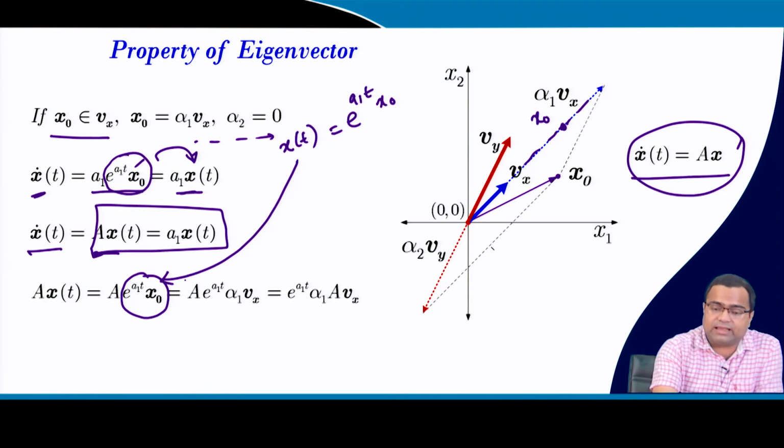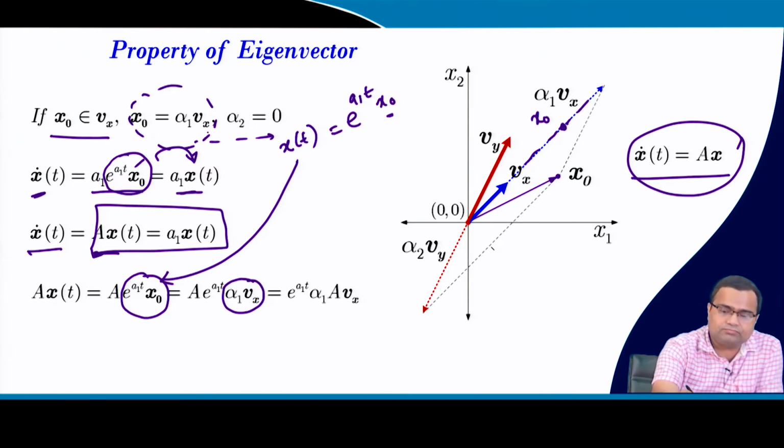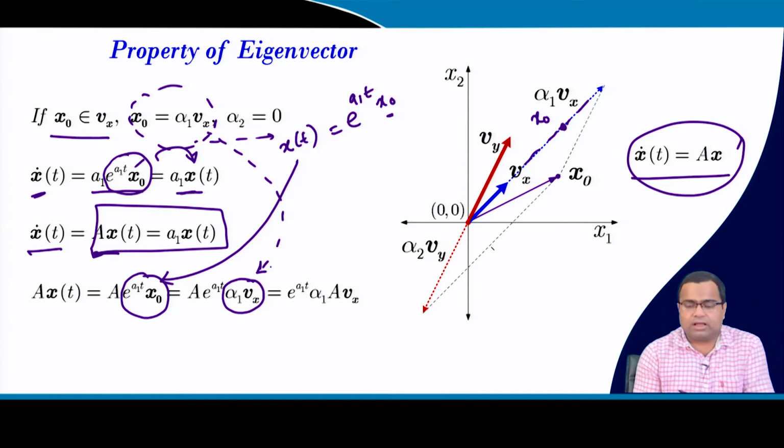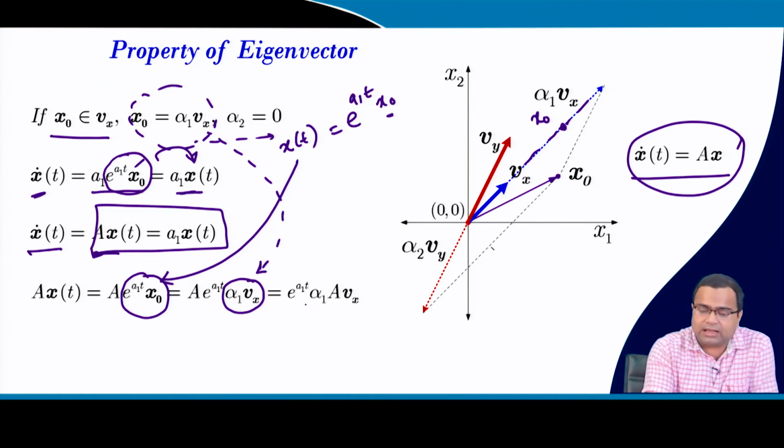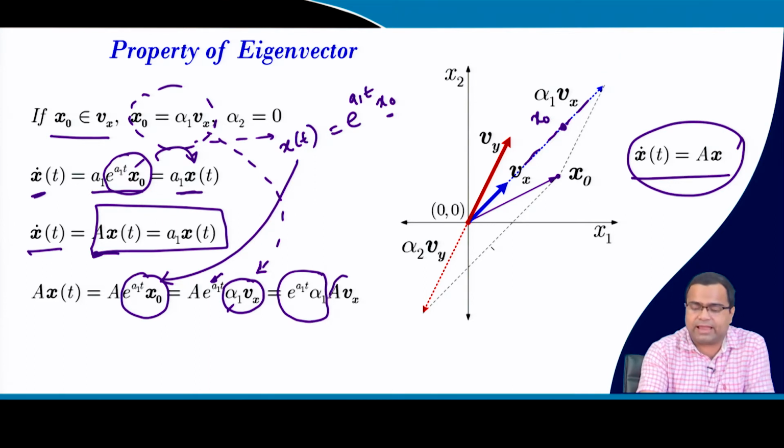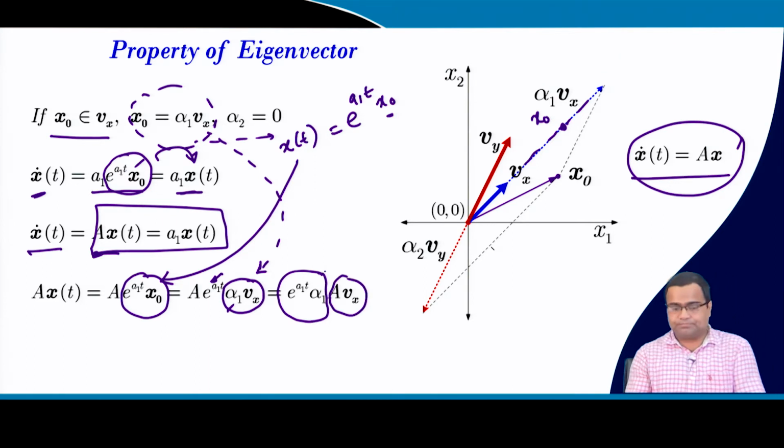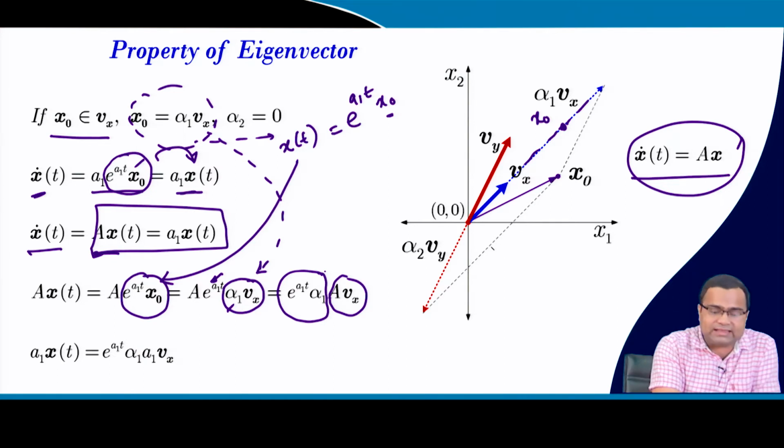Again, what is my x0? x0 is nothing but alpha vx, because this is coming from here. This is coming from here. Now, we can rearrange, since e to the power a1 t and alpha are scalars. So, we are taking them out and forming a into vx. Okay. What about a1 xt?